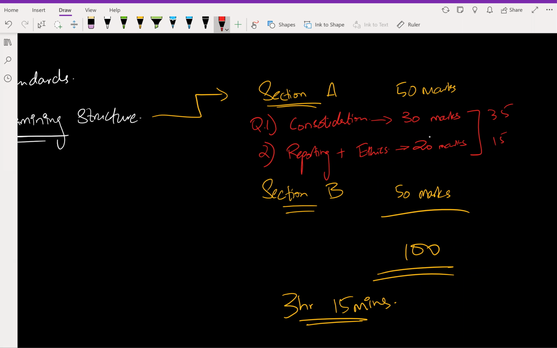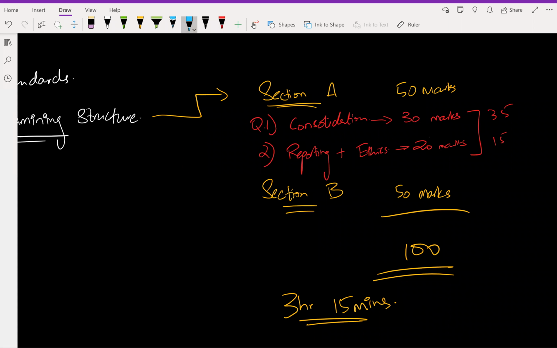That does not mean the examiner asks you to produce only a consolidated SOCI, only a consolidated SOFP, or only a consolidated SOCF. Yes, that could be one of the requirements, and in most cases it is one of the requirements.